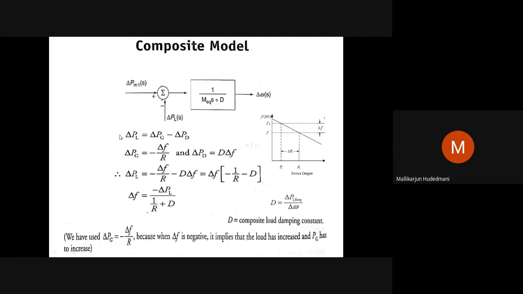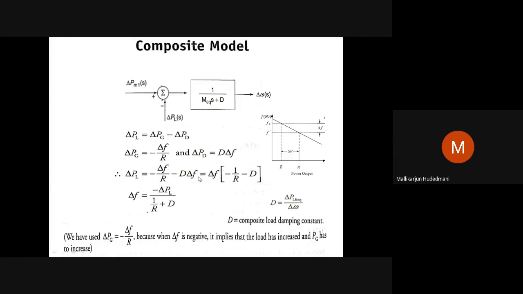Then I have this equation. Delta PL is equal to delta PG. Who is responding? Generator is responding. In what way? Delta F by R, minus. In this regard, the generator is going to respond to your demand. And this demand, what is its nature, which is seen now, is D delta F. From this equation, I will find this is the response from the generator.